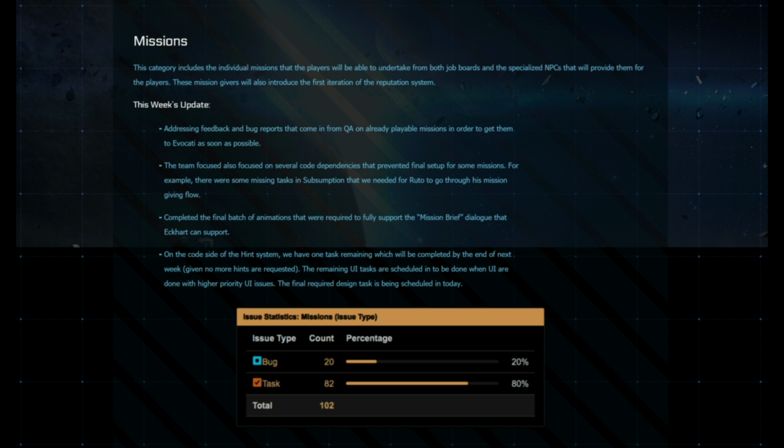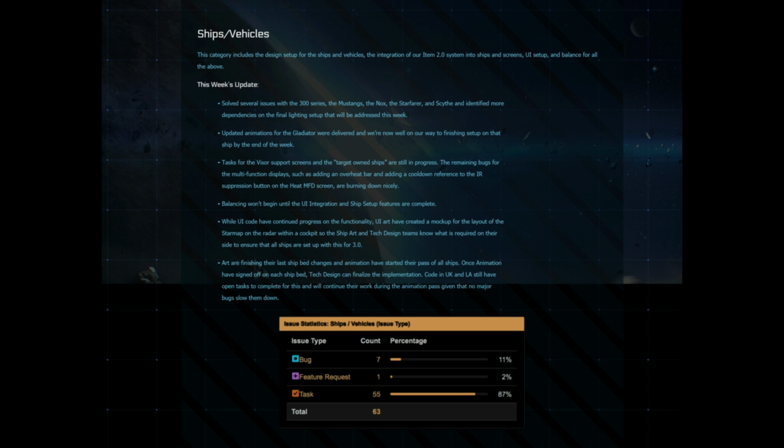Now here we have missions, 20 bugs still on the missions and 82 tasks still to get done. So I'm curious to know what they mean by task. I know I talked about it last time, having to look through the production schedule timelines, but it's kind of vague in the description, which is probably a good thing. It means it's going to be a lot more in Alpha 3.0 than we have been told, which is always great. Next thing on the list here, guys, is ship/vehicles.